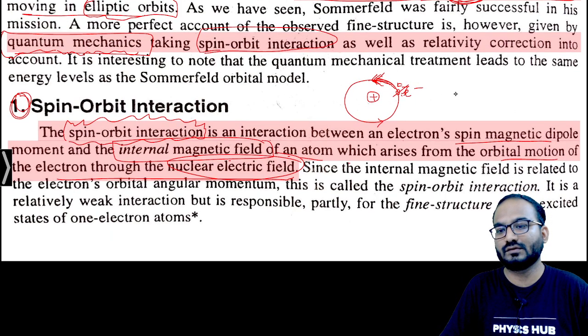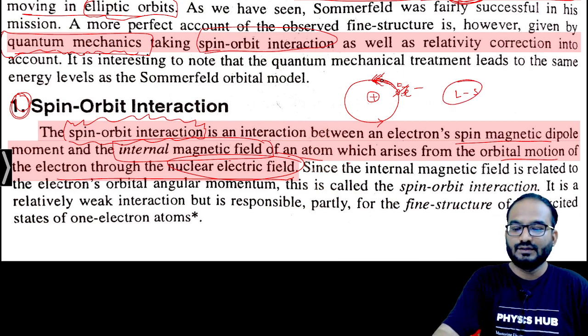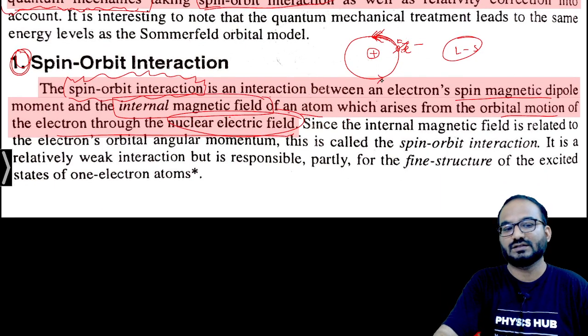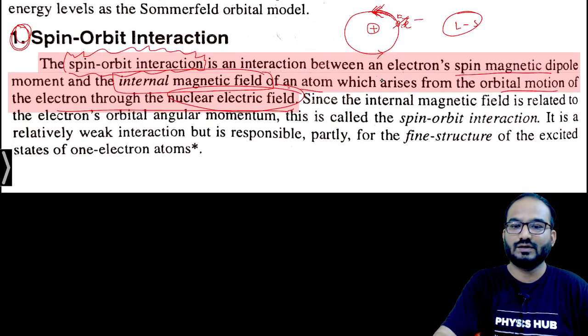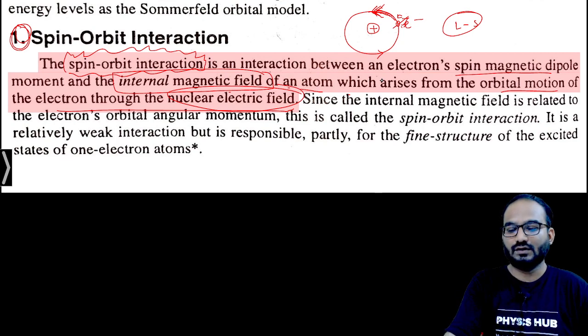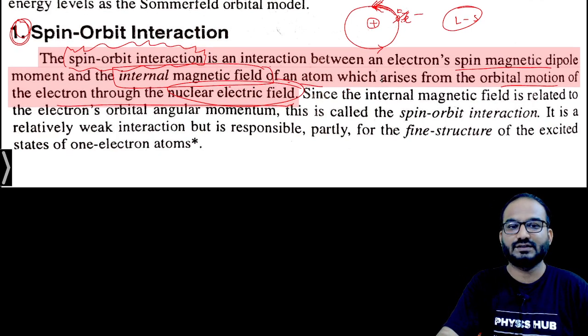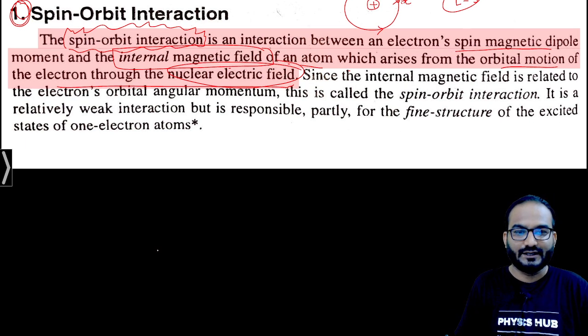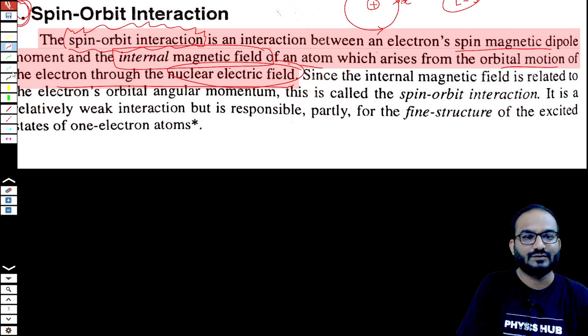Since the internal magnetic field is related to the electron's orbital angular momentum, this is called spin orbit interaction. So basically, remember LS interaction. It is a relatively weak interaction but is responsible partly for the fine structure of the excited state of an electron. As I told you earlier, spin orbit interaction is not the only reason. There are some additional reasons, but in this video we will talk only about spin orbit interaction. So let us write a few lines.